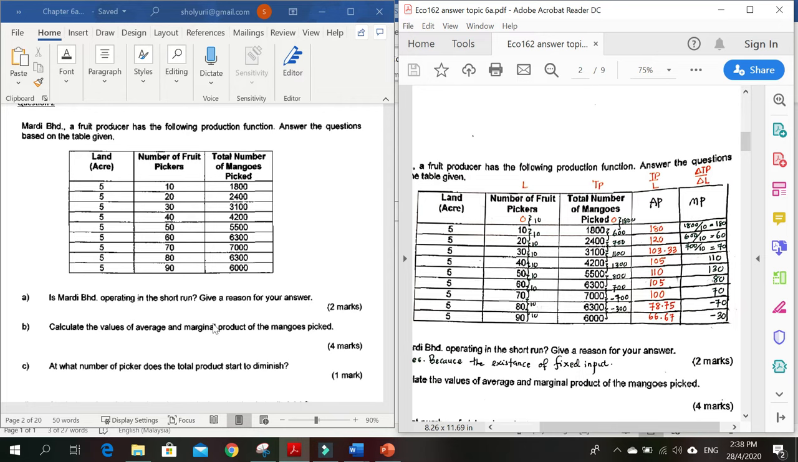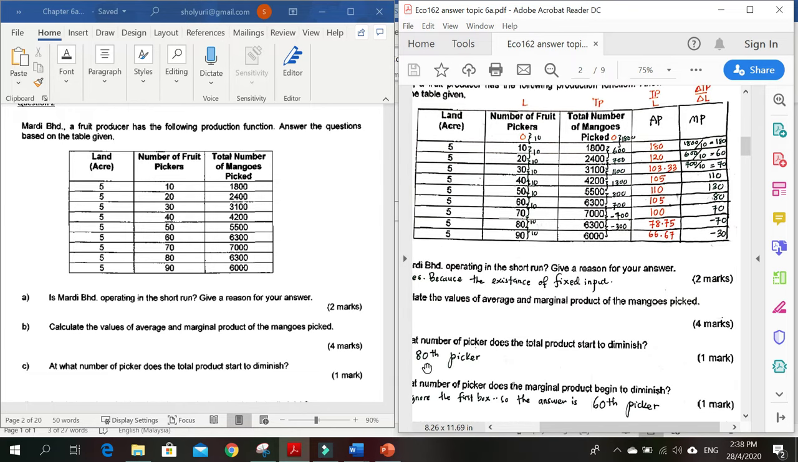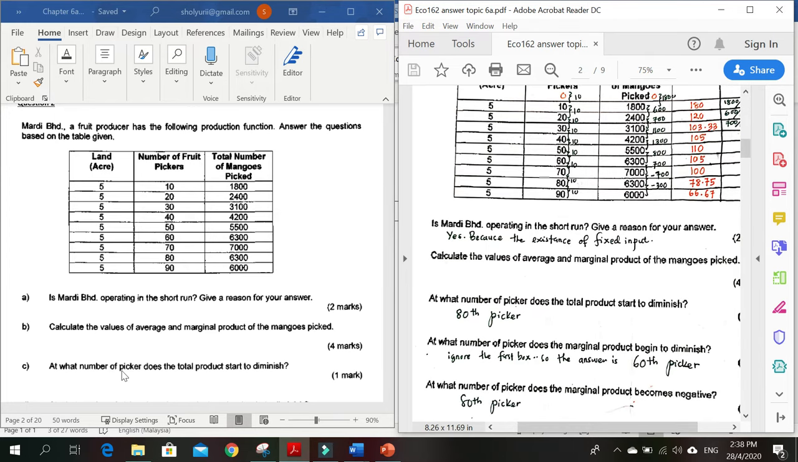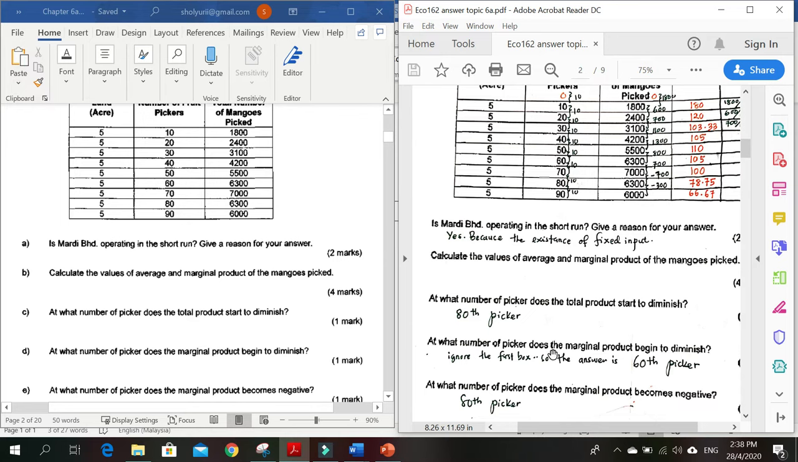So, dia kata, at what numbers of pickers does the total product start to diminish? Masa tu, pickers ada berapa? 80 lah. So, jawapan dia, 80th pickers. Very simple. And then, next question is, at what numbers of pickers does marginal product begin to diminish?